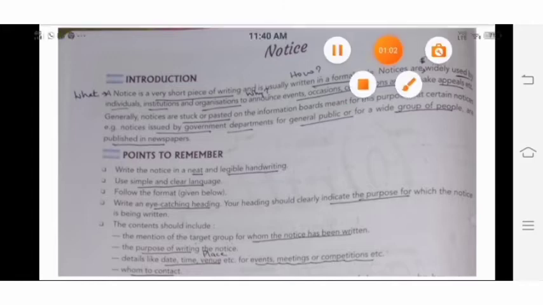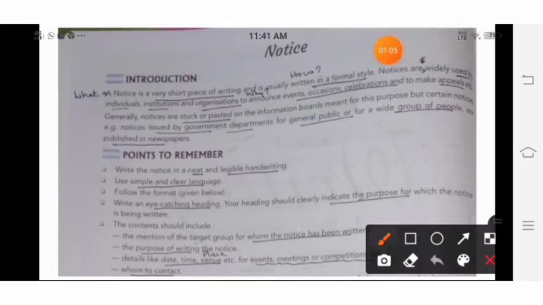So this you should notice, that a notice is a very short piece of writing, right? How is it written? It is written in formal style. Got it? Why are they used? They are used for announcing any event or occasions or celebrations, right? To make appeals or to inform anything.